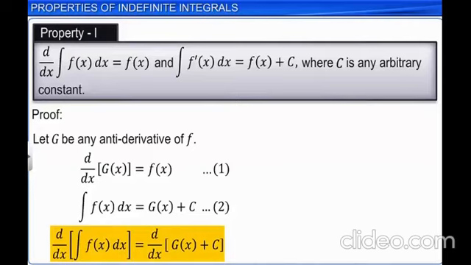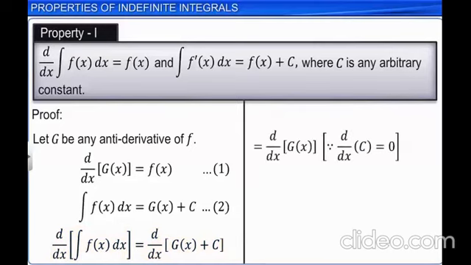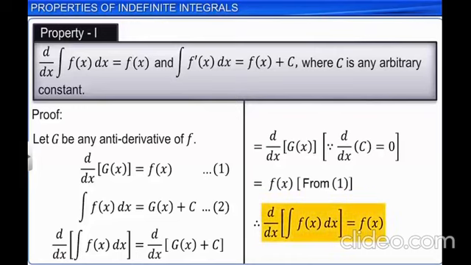Since the derivative of a constant is equal to 0, we get d by dx of g of x, which is equal to f of x from equation 1. Therefore, the derivative of the integral of f of x dx is equal to f of x.